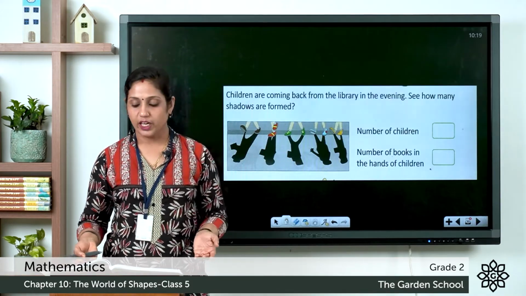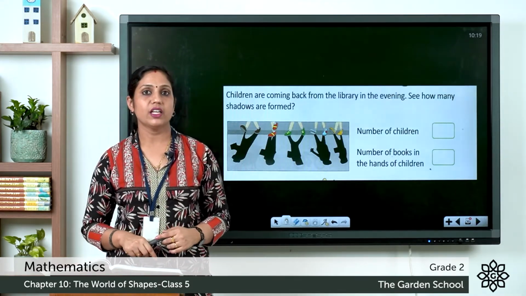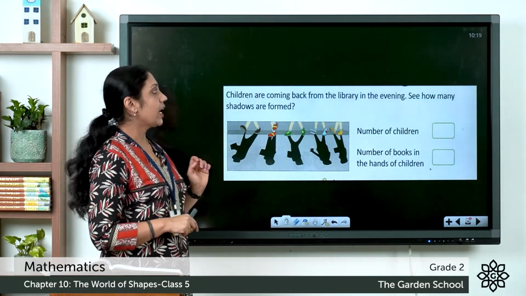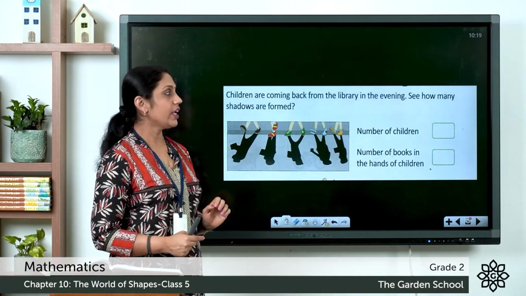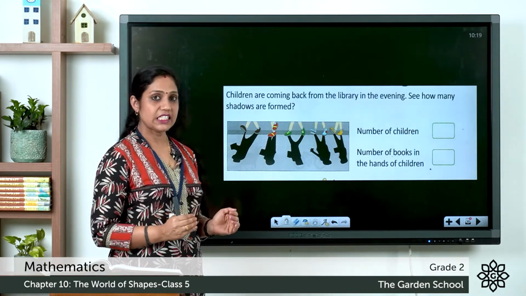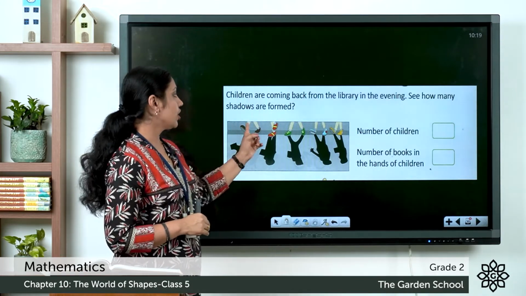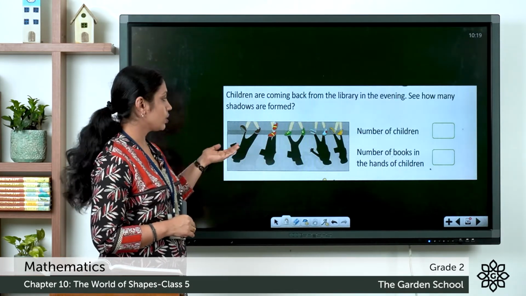In your textbook, page number 147, we have a picture. Let's look at that picture. Children are coming back from the library in the evening. See how many shadows are formed. See, you can see the children walking and the shadows also you can see.